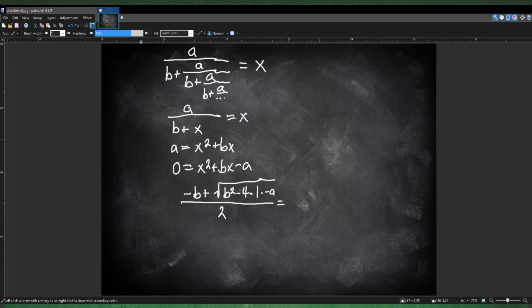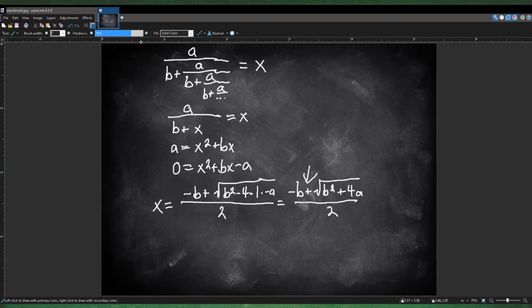Okay, so this all simplifies out to negative b plus b squared. A negative times a negative is positive. So negative 4 times 1 times negative a is plus 4a. So this one is plus 4a all over 2. And this is all equal to our x.